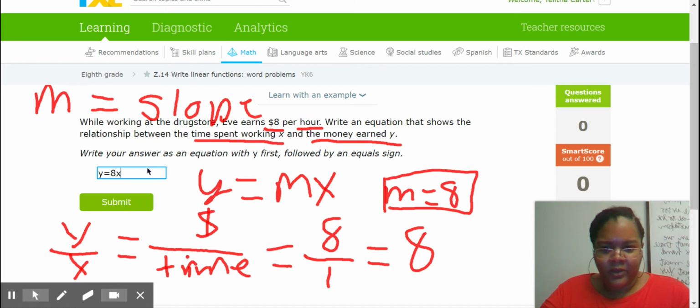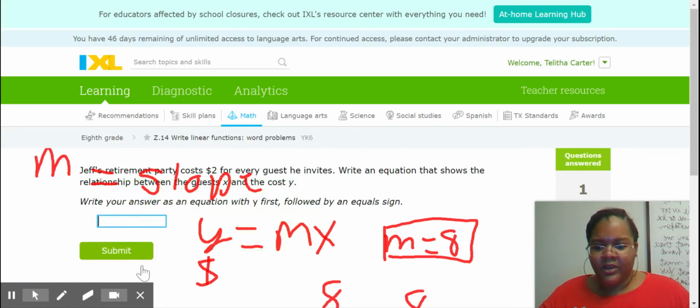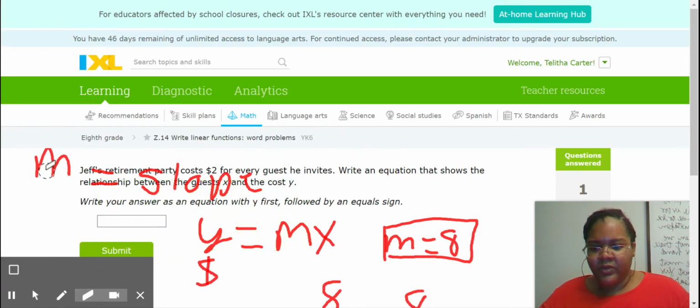What is my slope? So make sure you read your question carefully so that you know what x represents, what y represents. So let's see if this is correct. Y equals 8x. All right. Excellent.